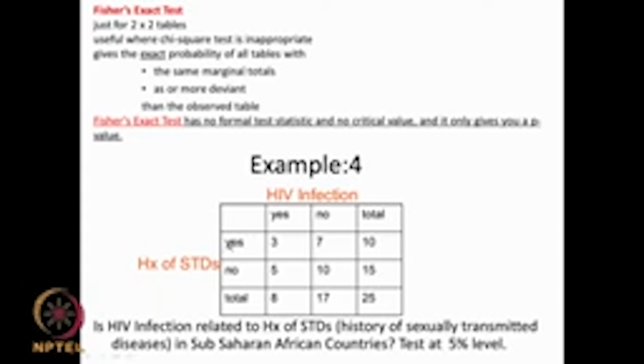There is a history of STD, but no HIV infection is this much. There is no history of STD, but there is HIV infection. There is no history of STD and there is no HIV infection. So, you have this data, you can find out what is the probability of getting this type of table. So, this Fisher's exact test gives you that sort of numbers. It does not have a test statistic, it does not give you a critical value and comparison and p value and so on actually. So, how do we go about doing this?